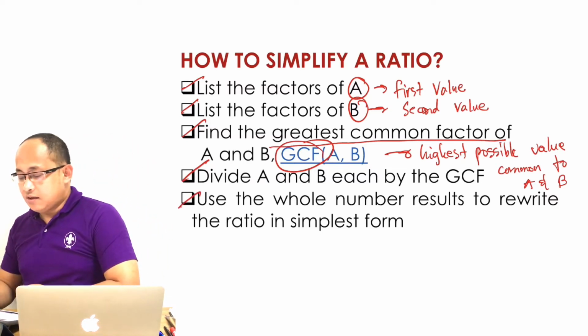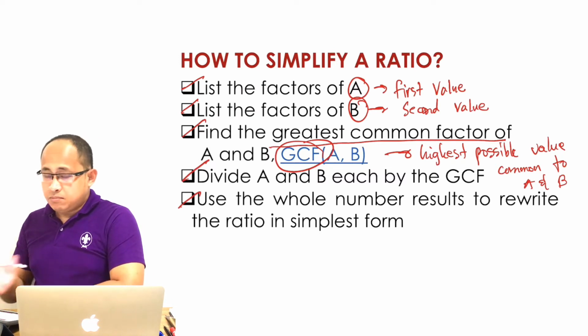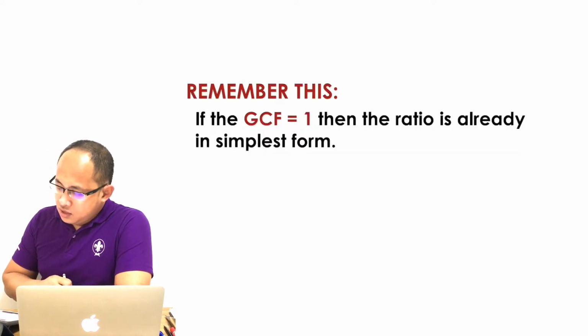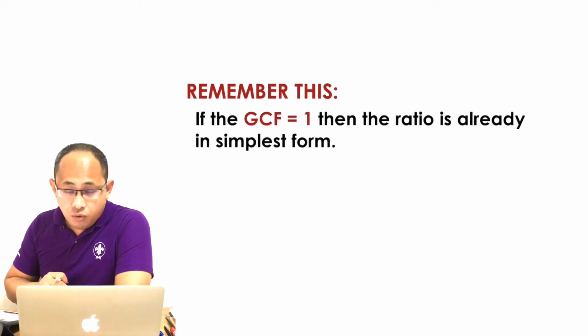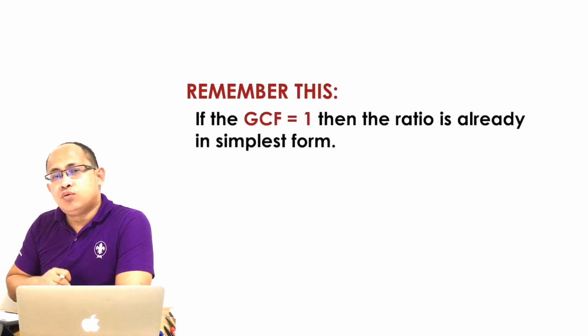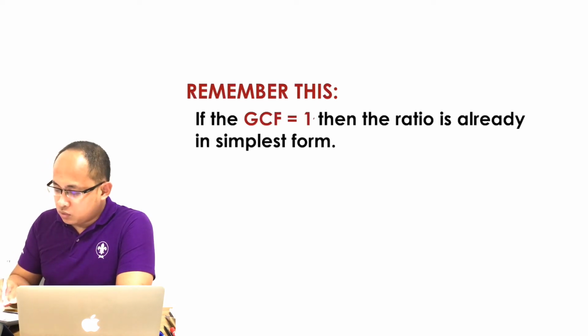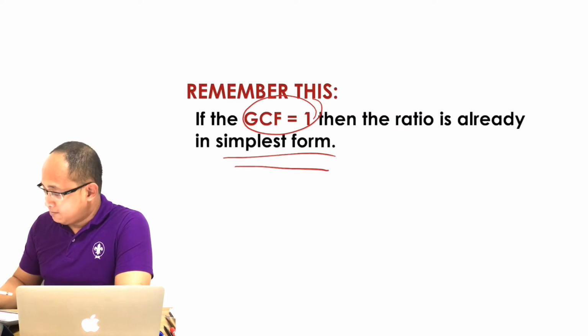All right, let's have an example for this. But before that, I need you to remember, guys, once the GCF of the given values is 1, those values are already in lowest or simplest form. Again, once the only GCF they have is 1, it means the given values are already in simplest form. Remember that one always.